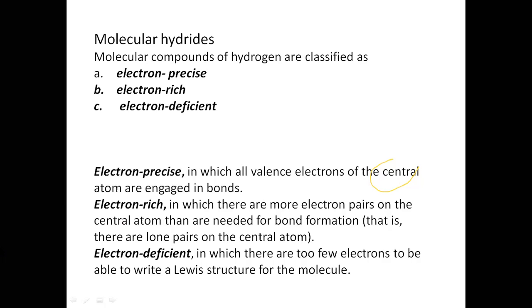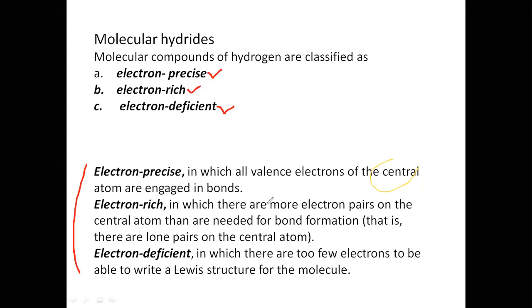Further, molecular hydrides are classified into three categories: electron precise, electron rich, and electron deficient. What is the summary, or abstract, of these three? Electron precise means that all the valence electrons of the central atom are engaged in bonds. Very important point.